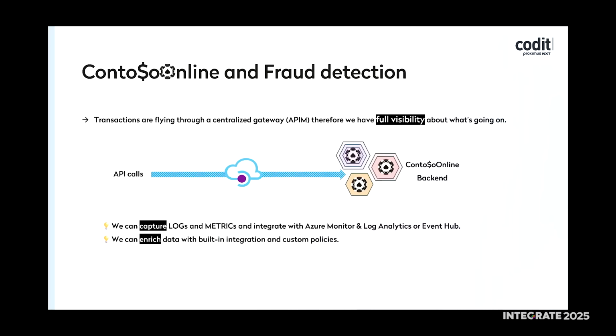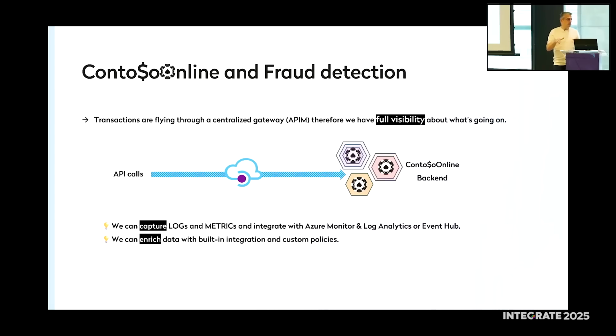Okay, so we are at API management, second level. We are in the middle, so we have full visibility. Everything that is dynamic is flying through the gateway. Every business transaction, or if you prefer, request, is flying through that layer, so we have full visibility. Great. And then we can capture those metrics, logs, and traces using the classic log analytics. Or, for example, we can forward these signals to Event Hub.